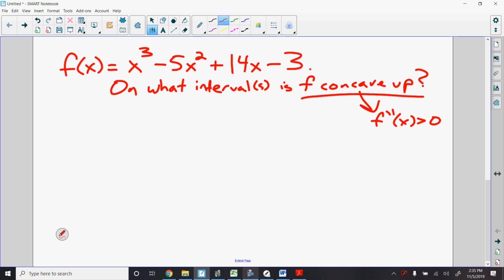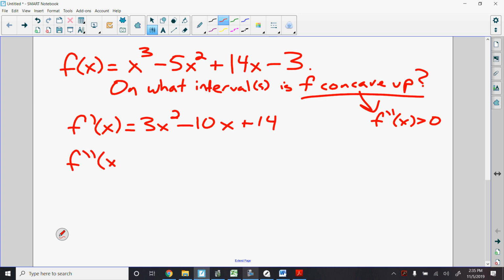This is very similar to the work that we did yesterday with increasing, decreasing, but now we're working with the second derivative as opposed to the first derivative, okay, to determine concavity. So here's what we do. First off, let's find the first derivative. So my first derivative is 3x squared minus 10x plus 14. Again, that doesn't help me because I need to figure out the second derivative. So I need to do one more derivative here. And now I have the second derivative.